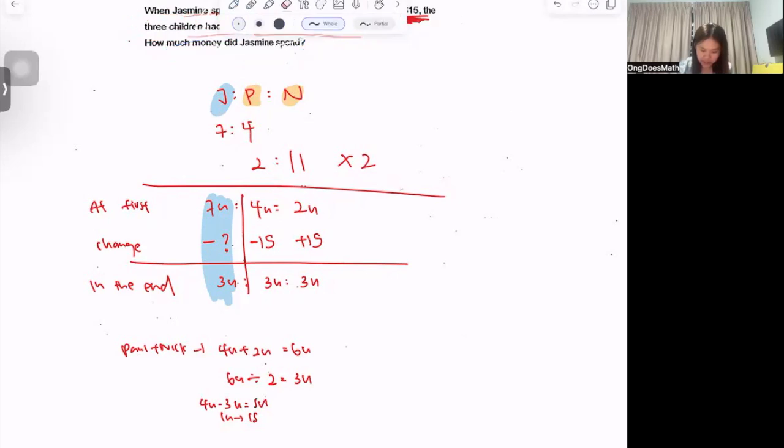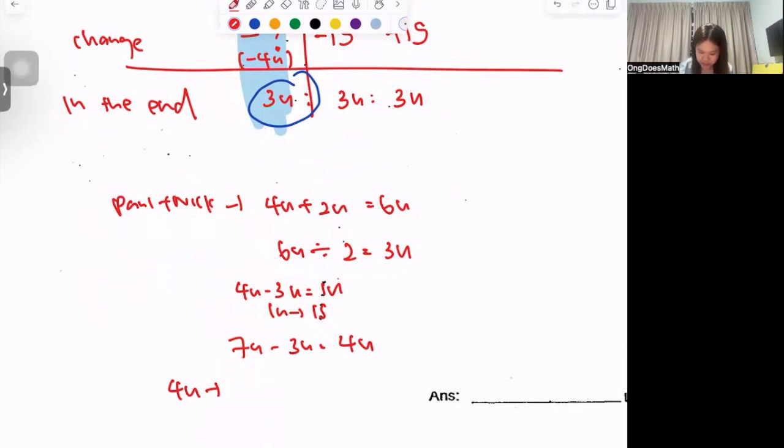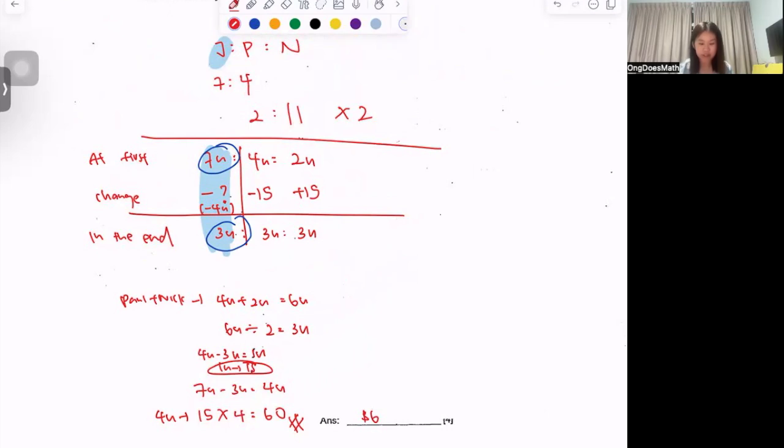Can you see that Jasmine initially started off with 7 units? In the end, she only has 3 units, which means how many units did Jasmine spend? She spent 7 units minus 3 units, which is 4 units. So this one is minus 4 units, which means how much Jasmine spent is 4 units. So let's find out what 4 units is, which is just 15 times 4. That should give you 60. Jasmine actually spent $60. So I hope this is good. This is not the hardest question. There's actually one question that's harder than this later on.